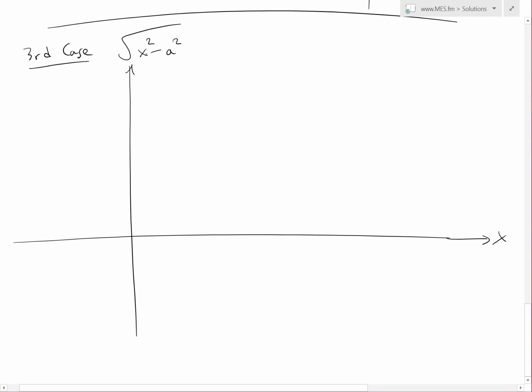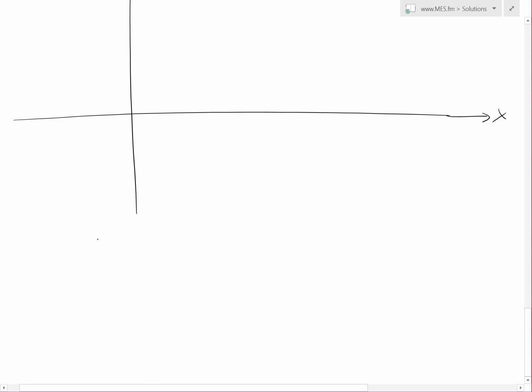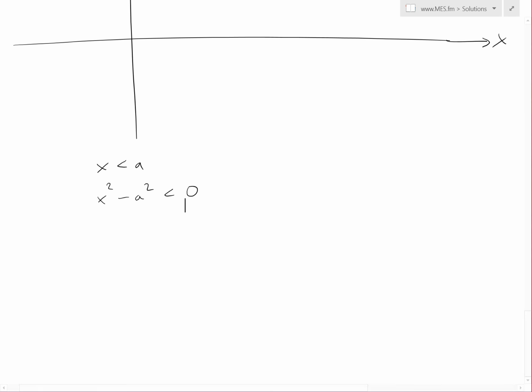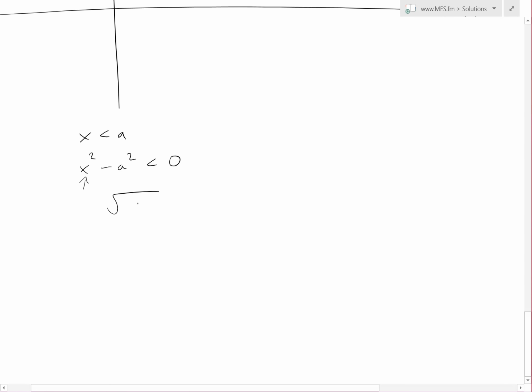As you can see in this one, whenever x is less than a, then x squared minus a squared is going to be less than 0, because this is smaller than this one, so you're subtracting a bigger number from a smaller one. What this means is we'll have a square root of a negative number right here.